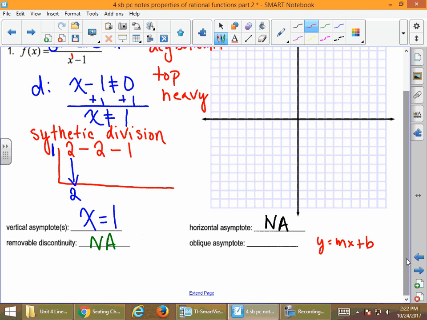But now it's going to be 1 times 2. It's positive 1 times positive 2, which is positive 2. And negative 2 plus 2 is 0. 1 times 0 is 0. And negative 1 plus 0 is negative 1.